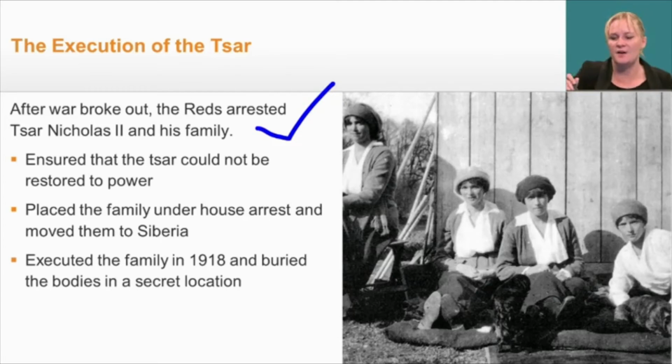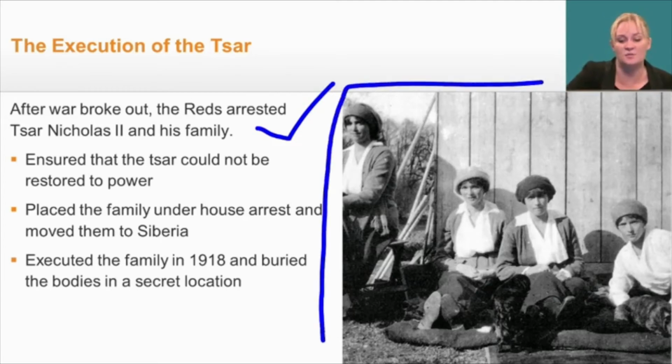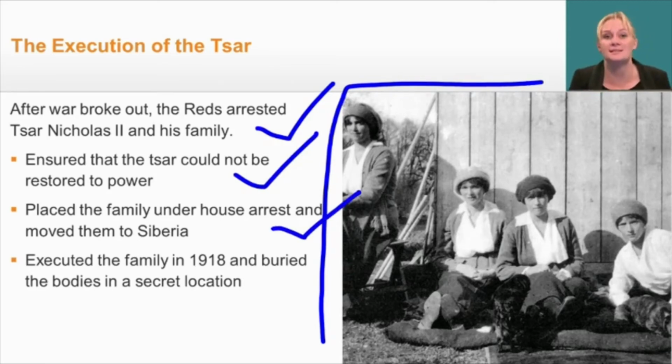Let's take a look at this photo for a moment. It's very different than the one that we saw earlier, where they were dressed in very fine clothes and wearing their crowns and sitting in an opulent room. Now, they look a lot like peasant farmers. The Red Army ensured that the Tsar could not be restored to power, and they placed the family under house arrest and they moved them to Siberia.